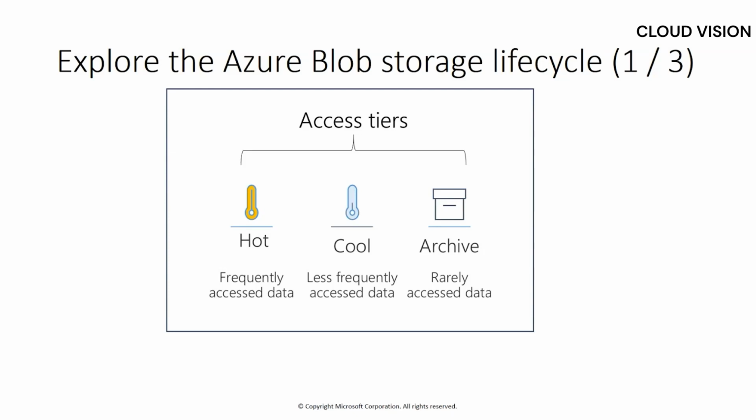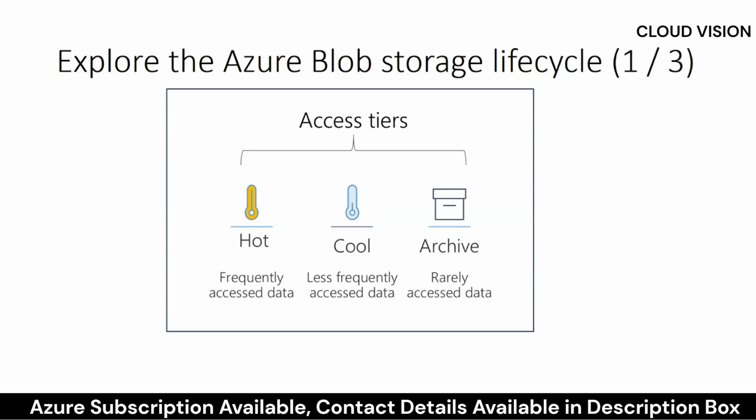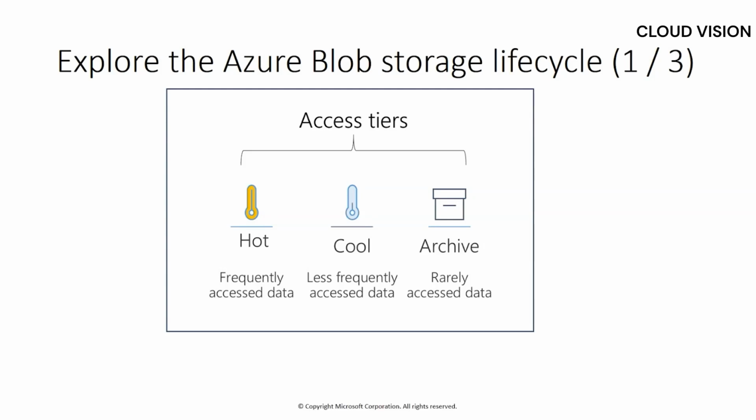An archive tier is a place where you can keep the data, for example, for backup. Maybe once in a blue moon, you want to read the data, maybe for analysis purposes. So it is rarely accessed data. Now, you can keep the data for at least 180 days in the archive tier.